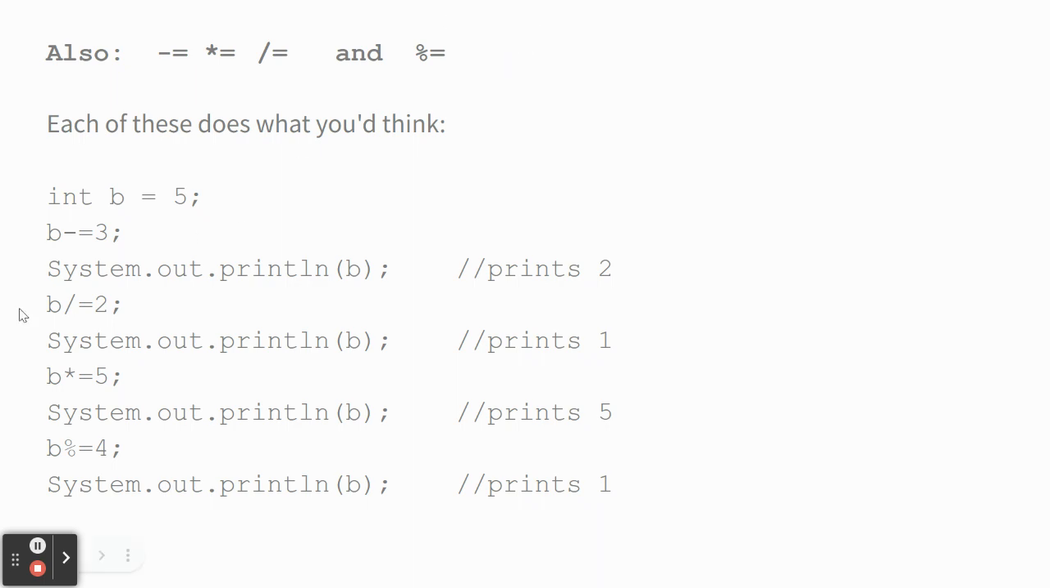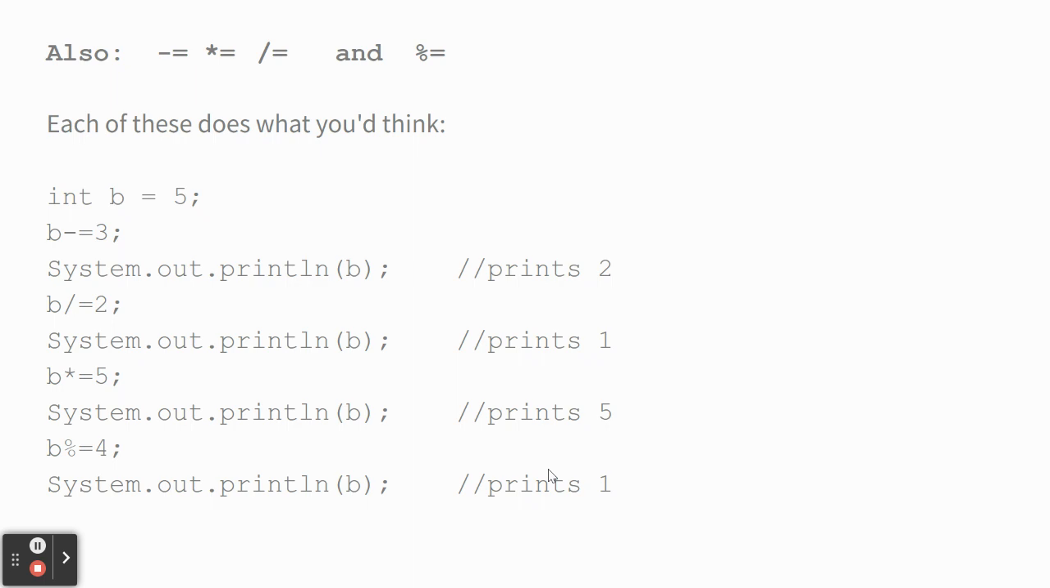So if b is equal to 5, b minus equals, it's going to print 2 because 5 minus 3 equals 2. And then if I do divide equals, just running along, 2 divided by 2 is 1. And if I go times equals 5, then we're going to get a 5 because 1 times 5 is 5. And if at that point I do modulo equals 4, it prints a 1 because 5 modulo 4, if you divide 5 by 4, the remainder is 1.